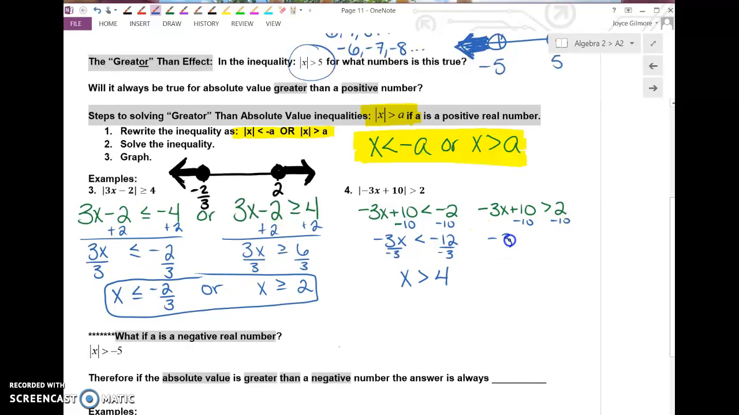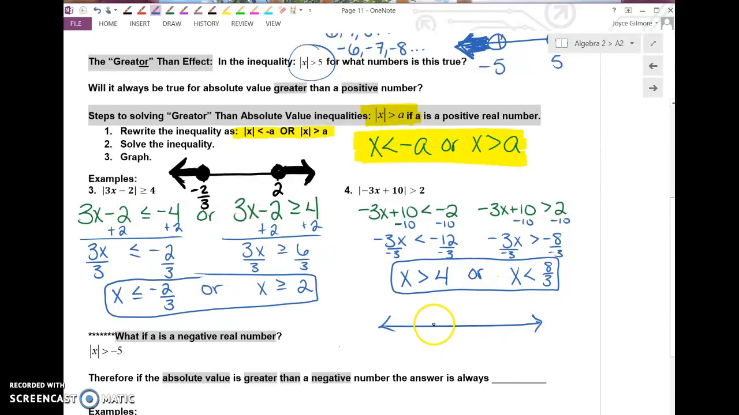On the other one, when we divide by the negative 3, we switch the sign. Positive 8/3, which is like 2.67. Put the word or in between your solutions and then graph them. 8/3 is actually on the left and 4 is on the right. Open circles for both of them. It says x is greater than 4, so we shade to the right of 4. And x is less than 8/3, so we shade to the left from 8/3.